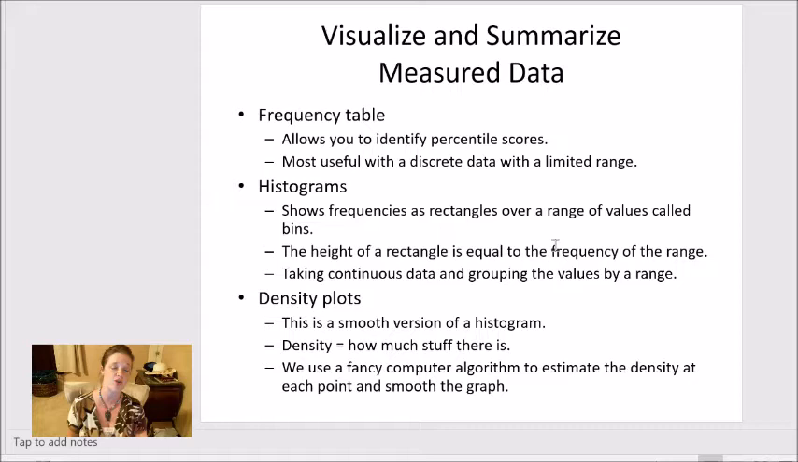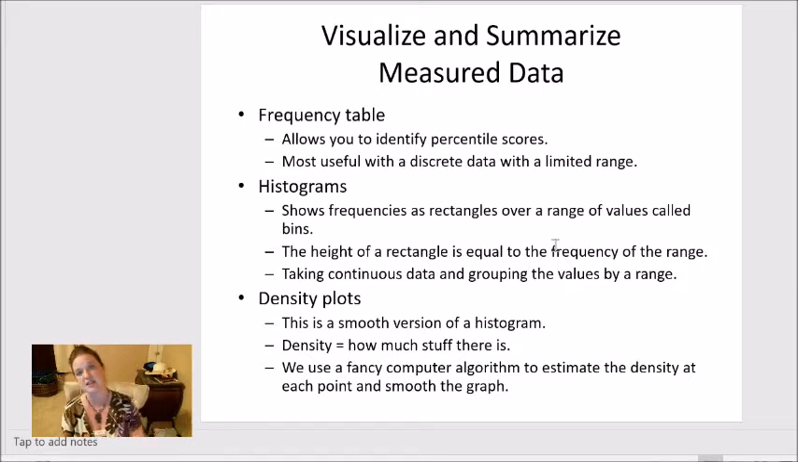They may have said you're at the 35th percentile or 67th percentile, which means, if you're at the 67th percentile, your score on that test was better than 67% of all the other folks. And frequency tables are very good for identifying the scores that are at various percentiles. That's sort of the pro.